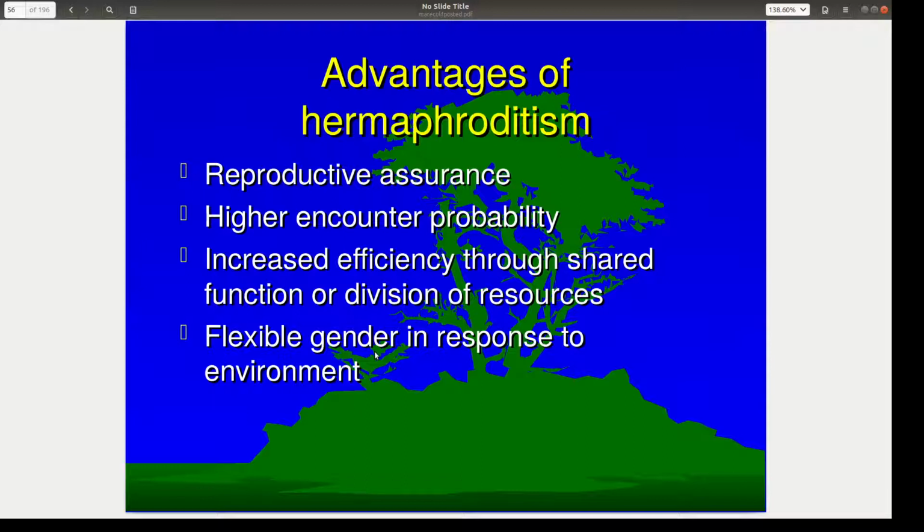So it allows a flexibility of gender depending on whatever the environment is in a particular location. And it also may be advantageous to change your gender based on your own size and age. So smaller individuals might be more successful as one sex, and larger individuals might be more successful as another sex.